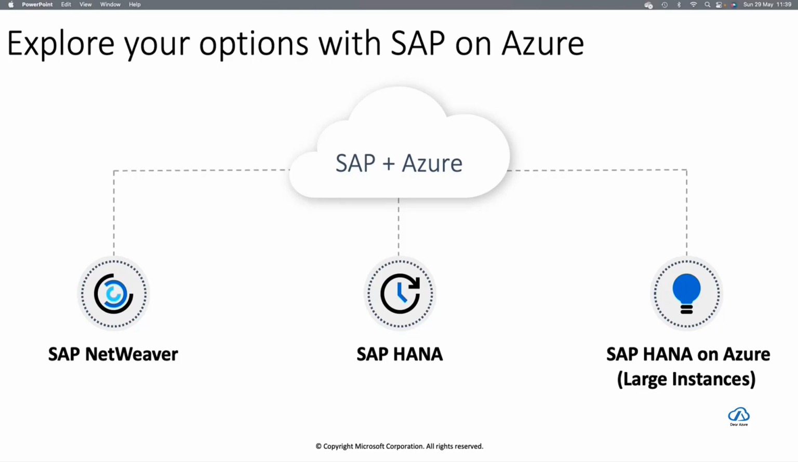We then have SAP HANA on Azure Large Instance. It's a unique solution to Azure, on top of providing virtual machines for deploying and running SAP HANA. Azure offers you the possibility to run and deploy SAP HANA on bare metal servers that are dedicated to it. So SAP HANA on Azure is a solution built on a non-shared host or server with bare metal hardware assigned to you.